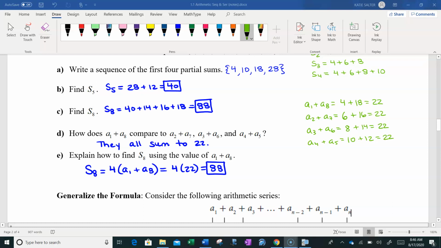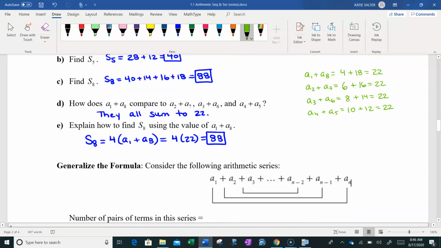So explain how we could find S sub 8 using only the value of the first term plus the 8th term. Well, since we had 4 different groups, we would say 4 times that sum of 22, which would also give us 88. And we can check that with when we found S sub 8 in part C, and we can see that they are the same.